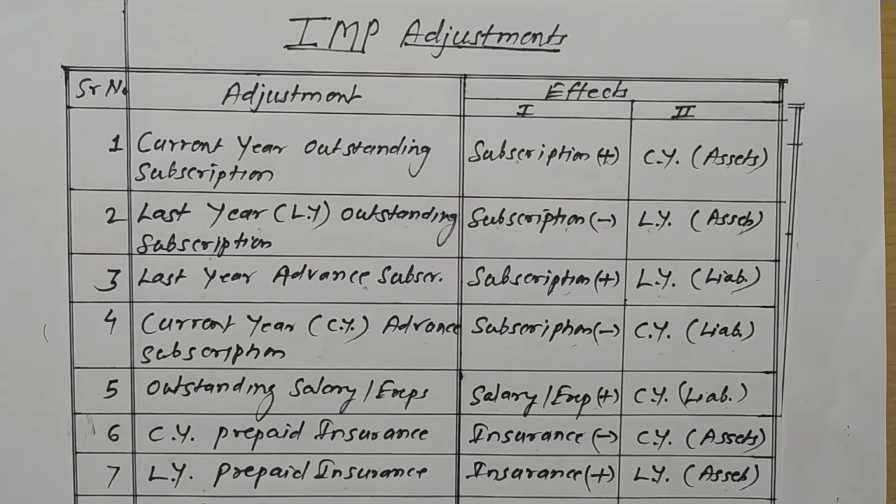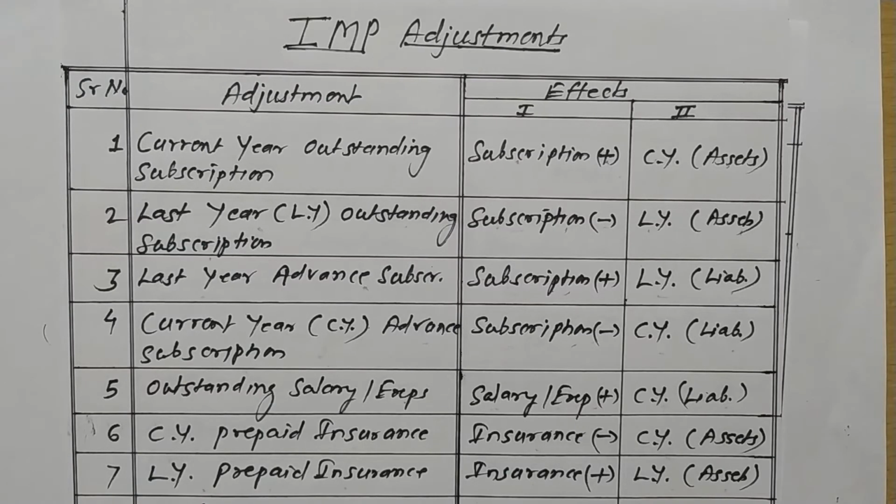Second adjustment, last year outstanding subscription. Some of the members have not paid their subscription in the last year. Generally they pay the last year subscription in the current year. It is the income of the last year. Therefore, it is to be deducted from subscription, and second effect will appear on last year asset side.